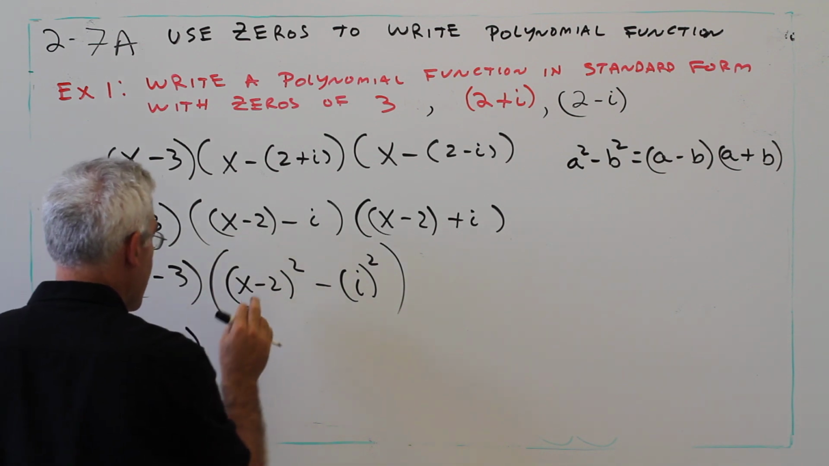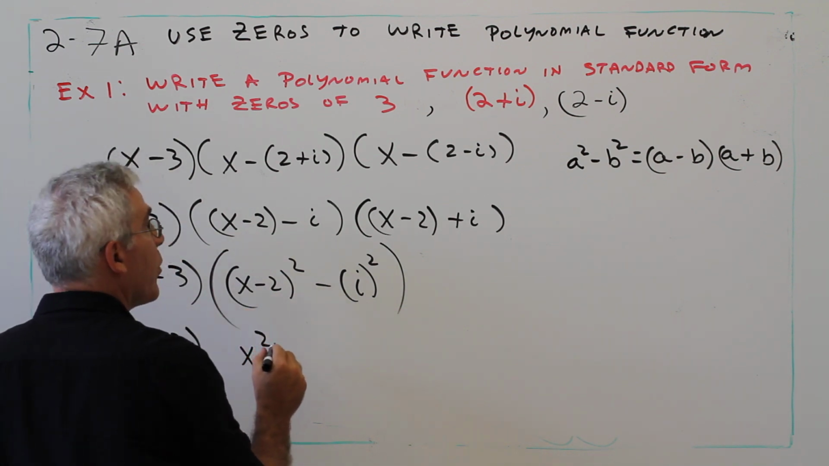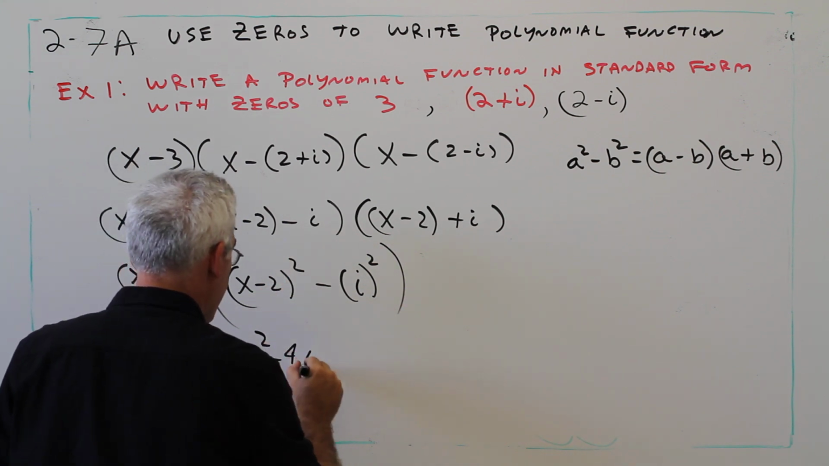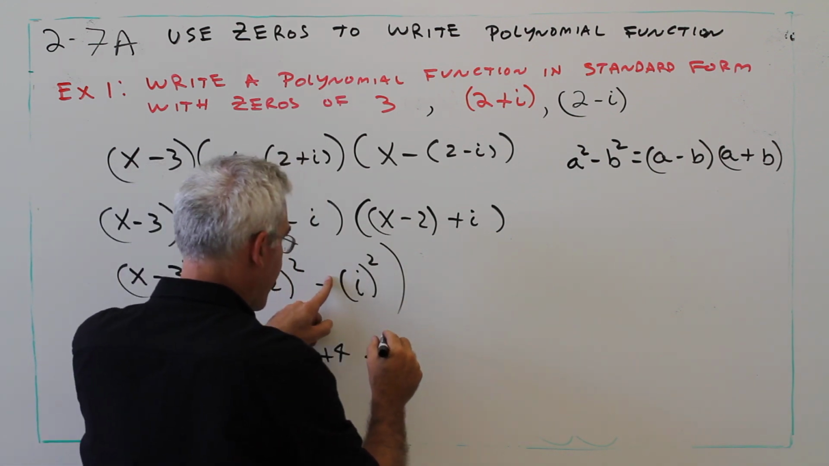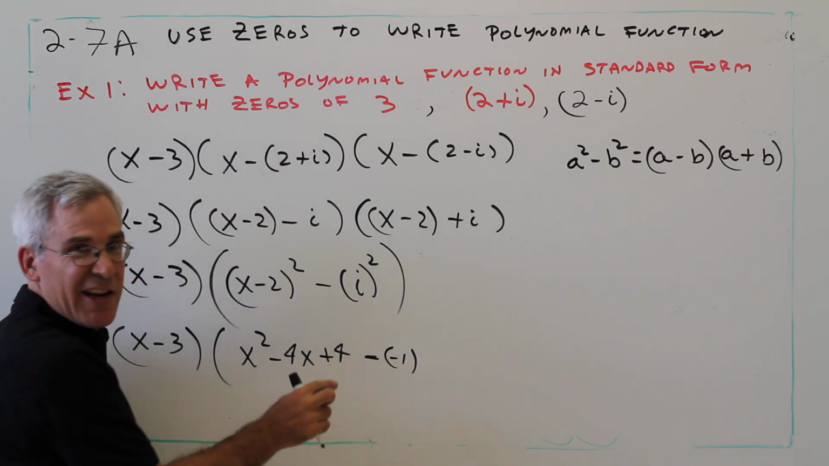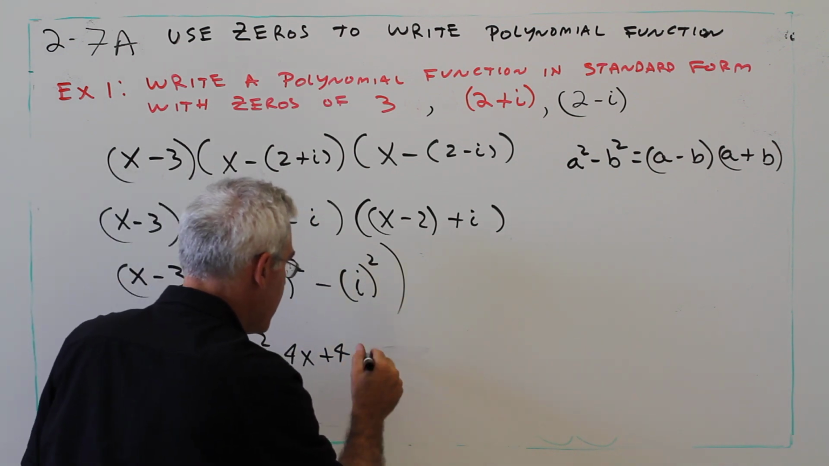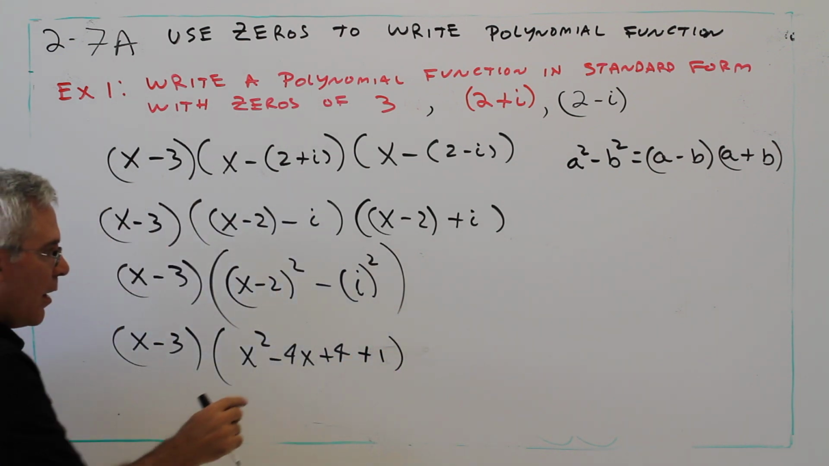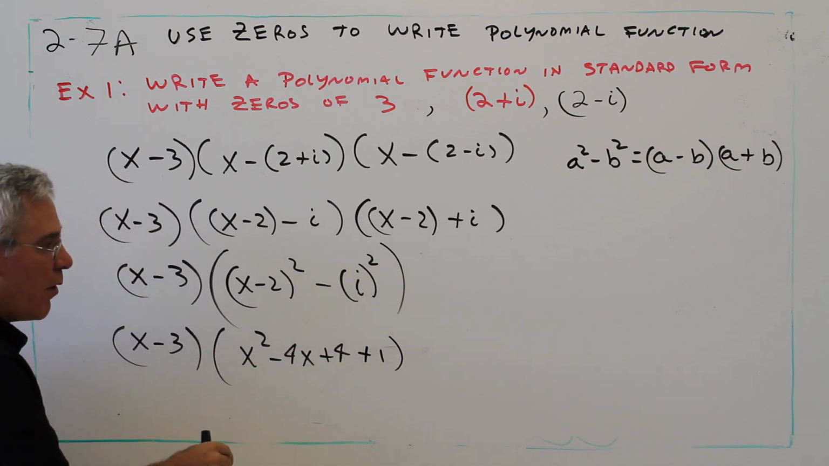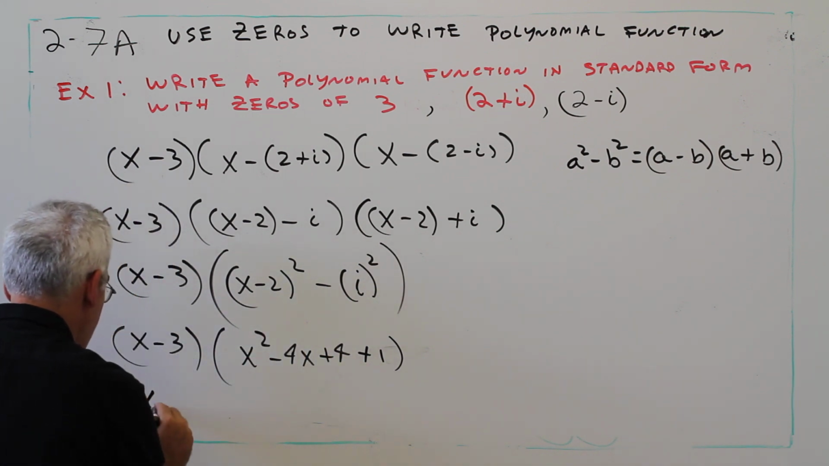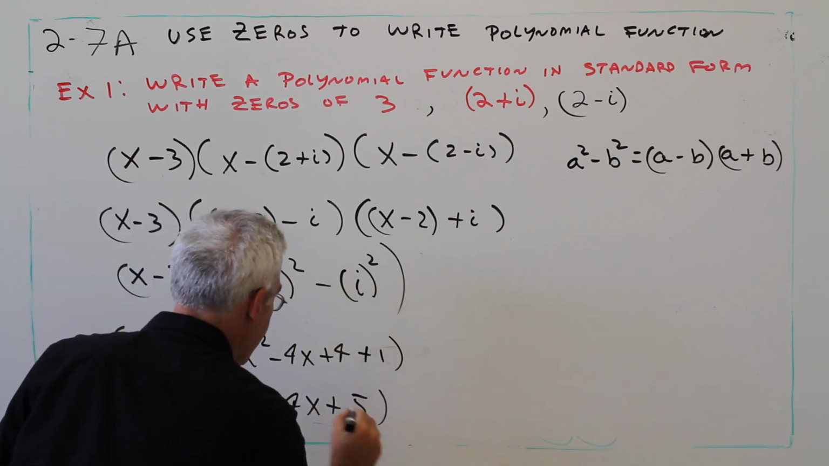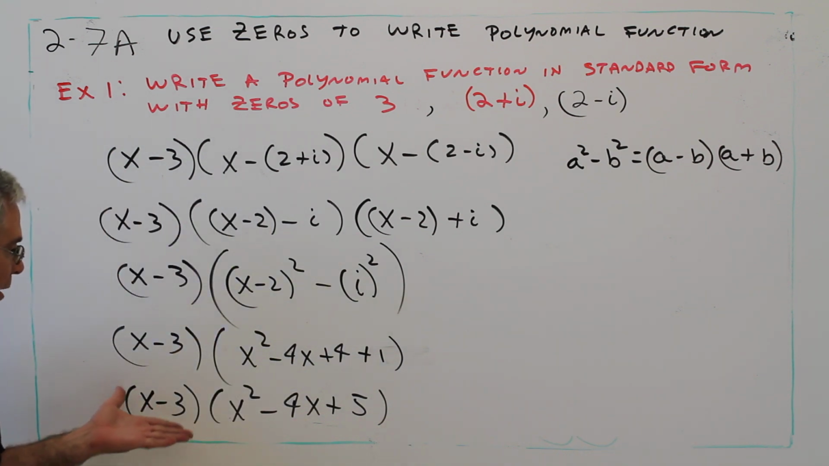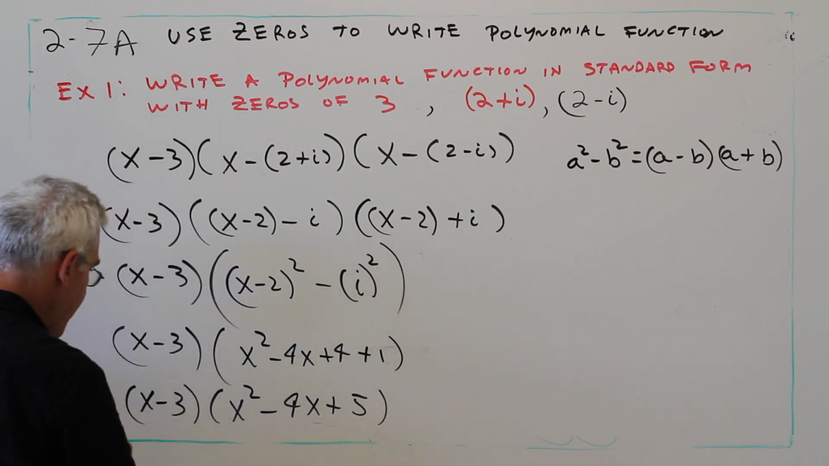All right, so now I can work this out. x minus 3, I can FOIL that. x squared minus 4x plus 4, minus i squared, which is negative 1. And a minus and negative 1 is going to be a positive 1. And then let me just make plus 4 and plus 1 be positive 5. I'll write down the rest: x minus 3 times x squared minus 4x plus 5. All I've got to do now is multiply this binomial by this trinomial. So I'll do that right now.